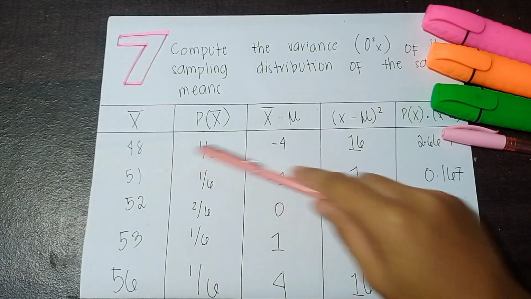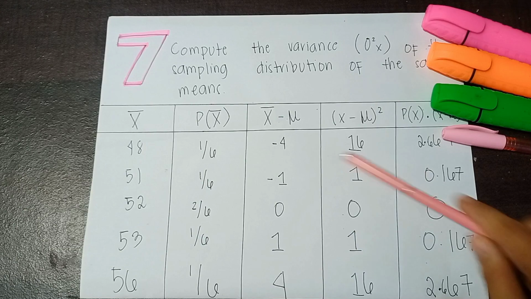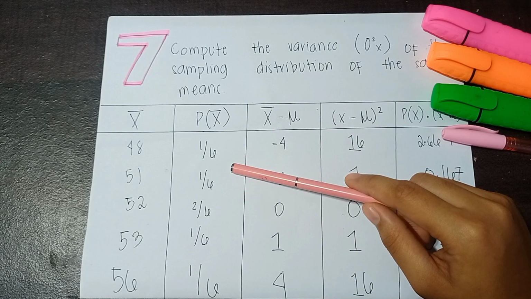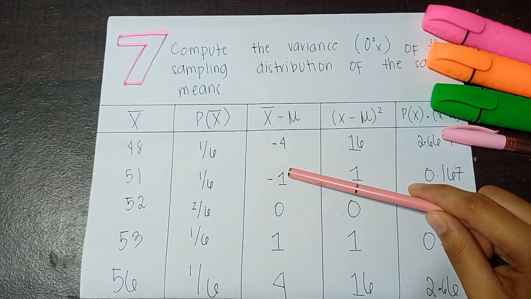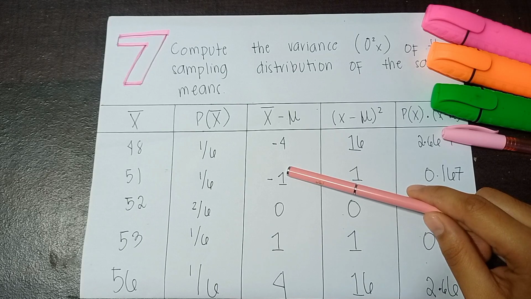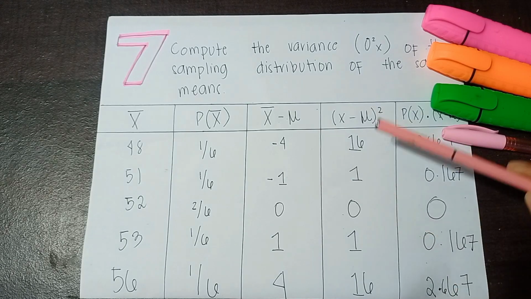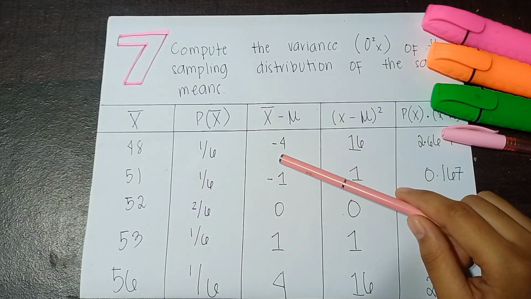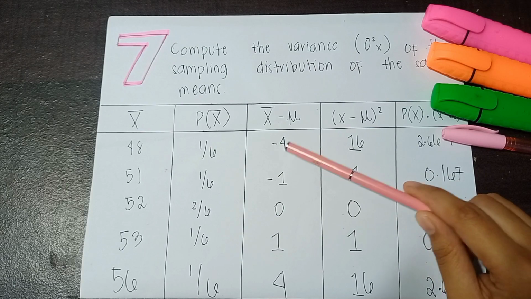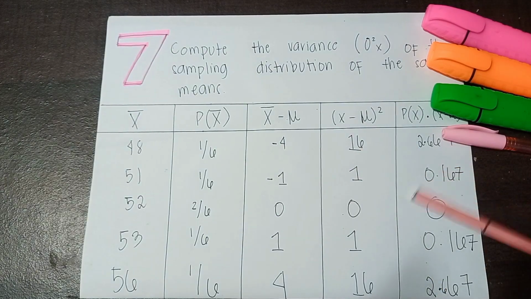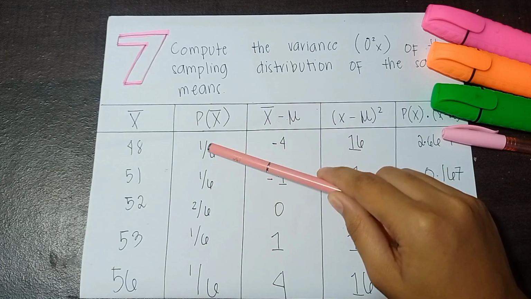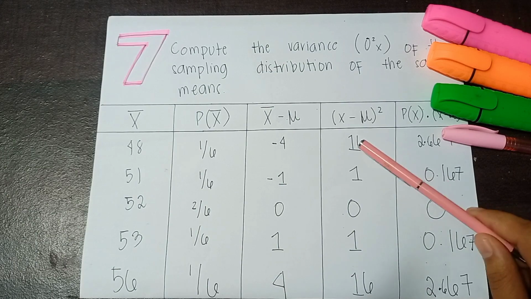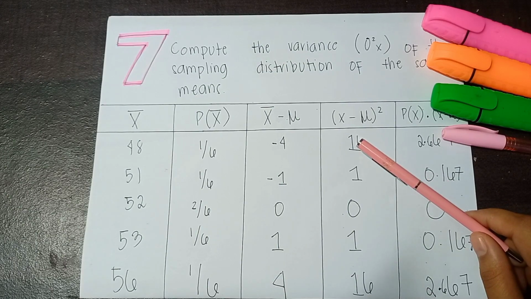So here we have a table with 5 columns. The first column contains the sample means. The second column contains the corresponding probability. The third column contains the difference between the population mean and the sample mean. The fourth column contains the answer when we square the difference in the third column, or when we multiply the results in the third column by itself. The fifth and the last column contains the product of the corresponding probability and the results in the fourth column.